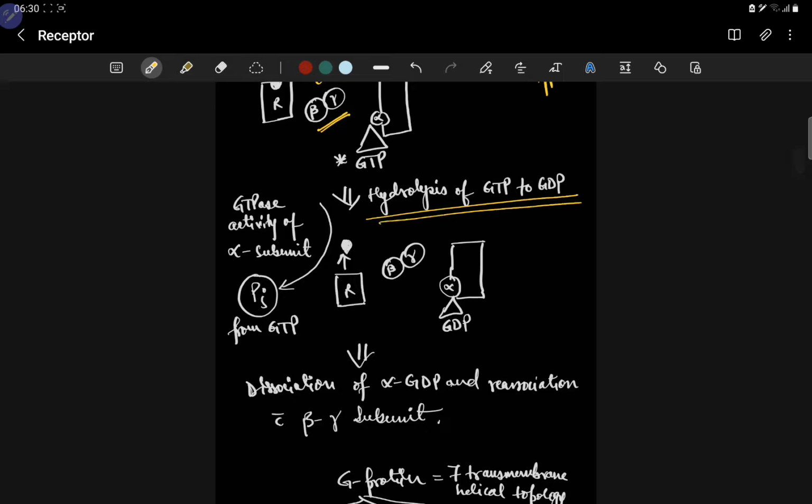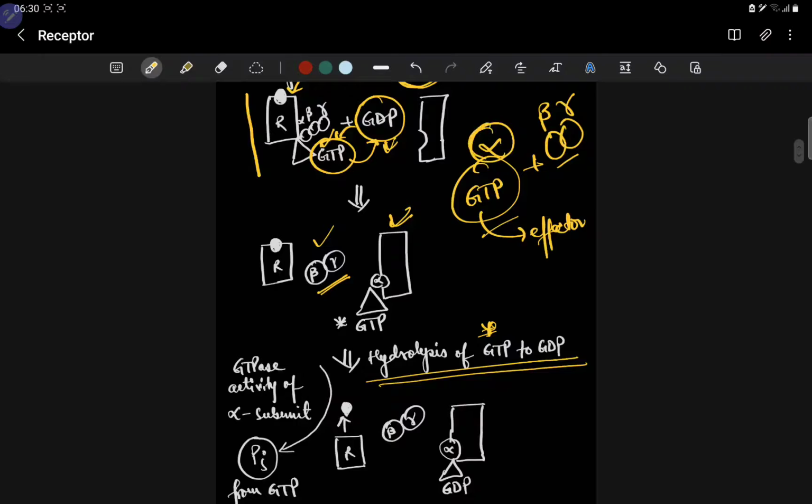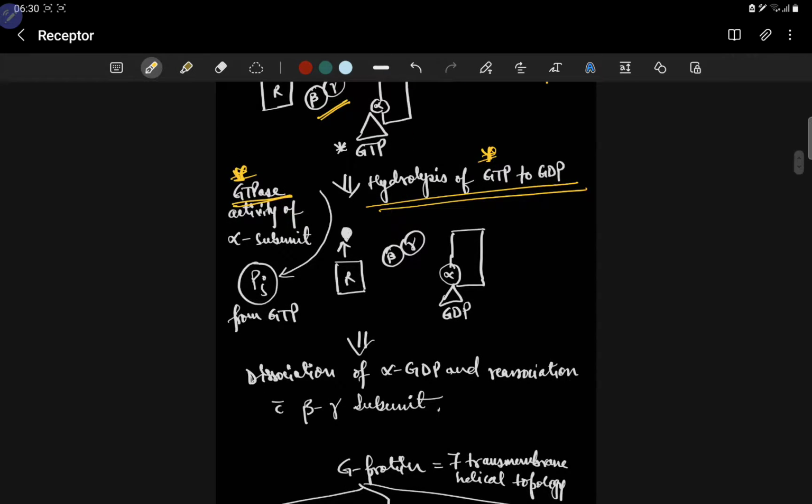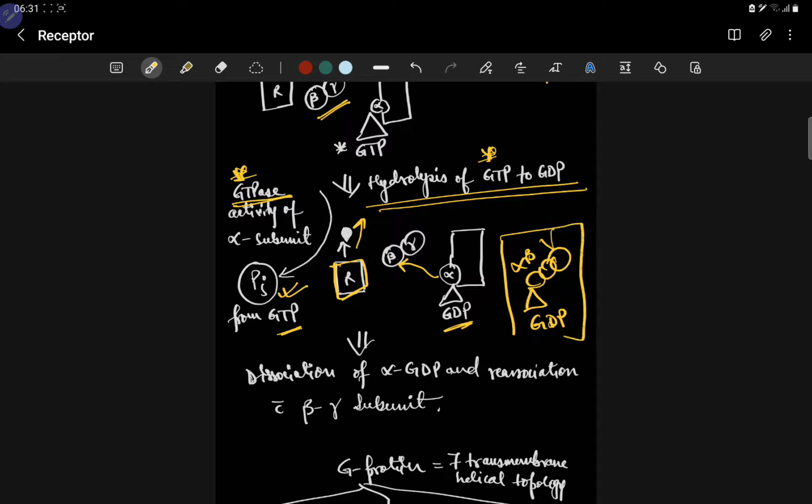But now what happens? Now there is hydrolysis of GTP to GDP. The alpha subunit has GTPase activity, right? The GTPase activity of the alpha subunit removes the inorganic phosphate from the GTP and it forms GDP, right? And the agonist is thrown off from the receptor. Again this alpha will bind to the beta and gamma, and this formation, alpha, beta, gamma, is the G protein.